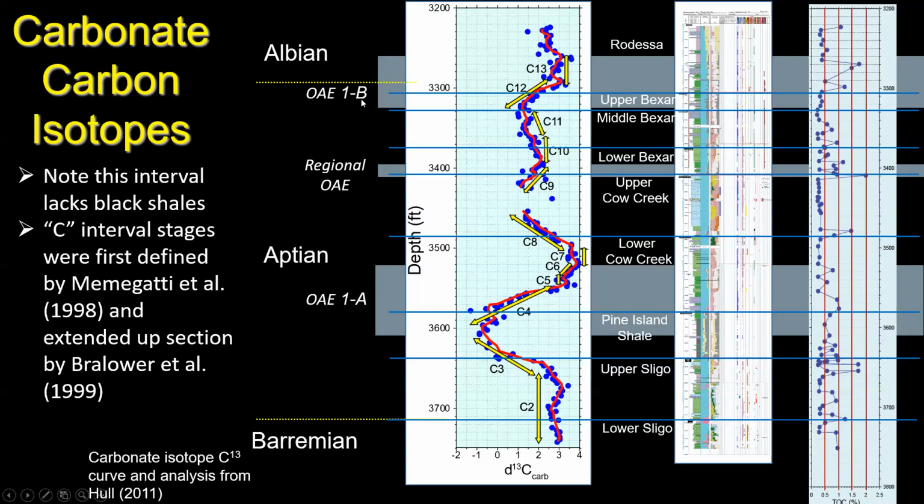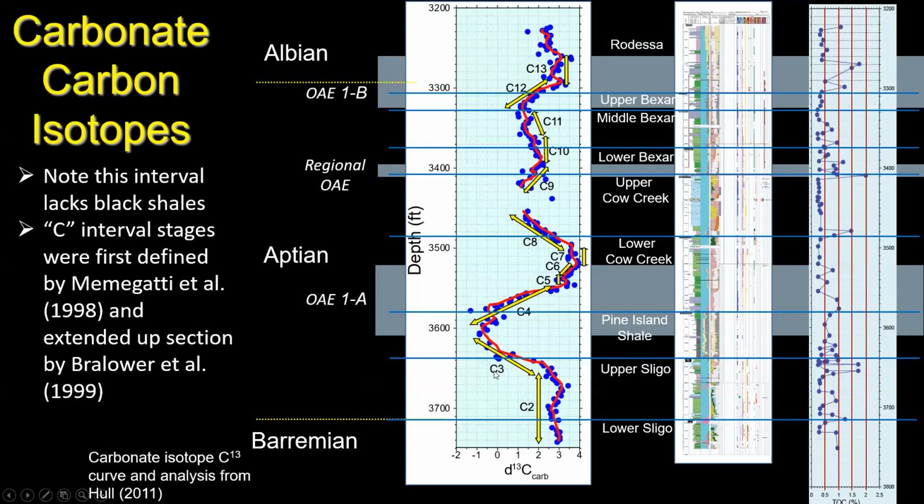And in here, the OAE1 clearly stands out. That's the zone through here. There you've got heavy carbon increasing up through here. The regional OAE and OAE1B are also present. This is the regional OAE, with the heavy carbon increasing, and here's OAE1B, again with the heavy carbon increasing.